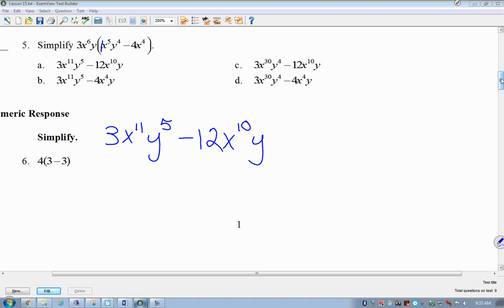No. This x has 11 as an exponent. This x has 10 as an exponent. This y has 5. This y has 1. They cannot be combined through addition and subtraction. They're not the same. Do you hear me? Okay. If this was an 11 and that was a 5, then I could say 3 minus 12. Right? I could go ahead and I could get my, what is it, negative 9, x to the 11th, y to the 5th. But that's it, right? They would have to be the exact same variables with the exact same exponents.